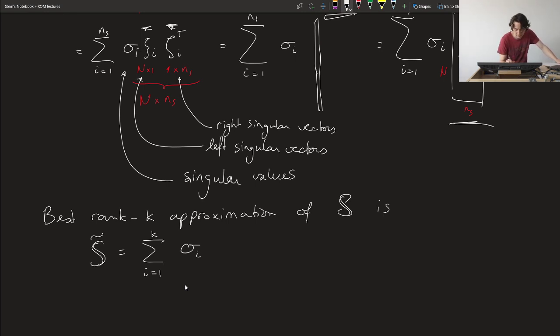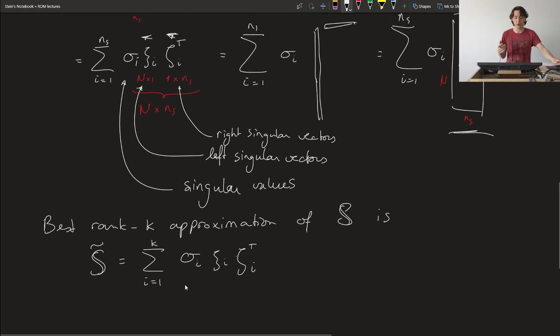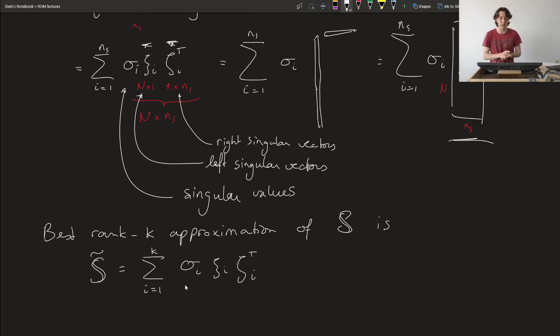Of the first k singular values multiplied by the first k left singular vectors times the first k left singular vectors transposed. Rank k, what does that mean again? Well, if something is full rank, then it has, in a sense, all the information that it can possibly capture. The rows span the complete space, the columns span the complete space. All rows and all columns are linearly independent.